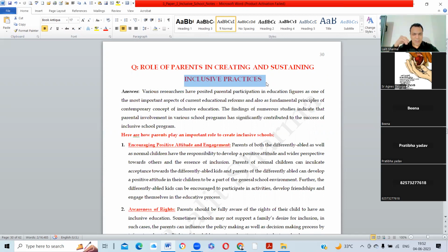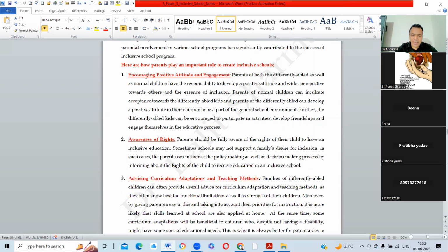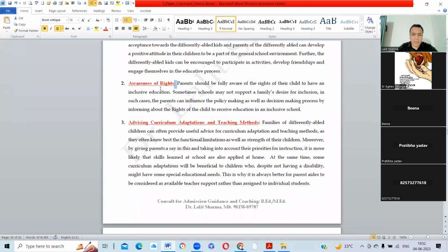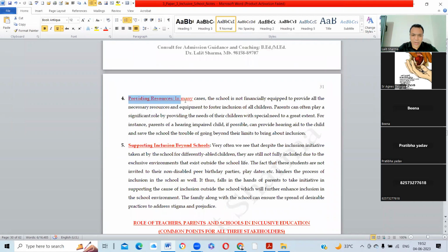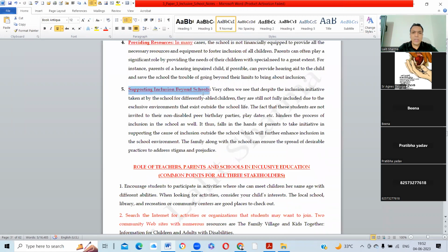Once again, I'm talking about where normal children and disabled children both can get equal opportunity by the same teacher under the same roof. Okay, right? So what is the role of parents? Encouraging positive attitude, awareness of the rights, advising curriculum, providing resources, supporting inclusion beyond schools.